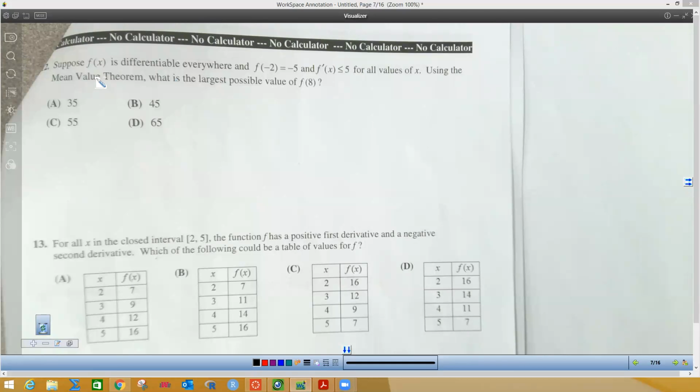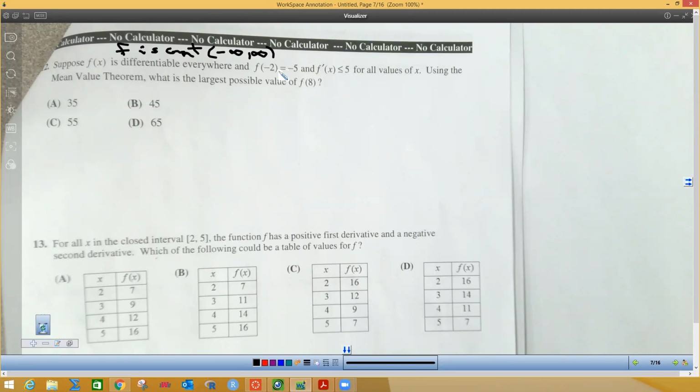All right, so practice 12, question number 12 says, suppose f of x is differentiable everywhere. What this differentiable everywhere means is that f is continuous everywhere, from negative infinity to infinity. If this was free response, you would have to write that or you lose points. So when you see differentiable, you need to tell me that means continuous.